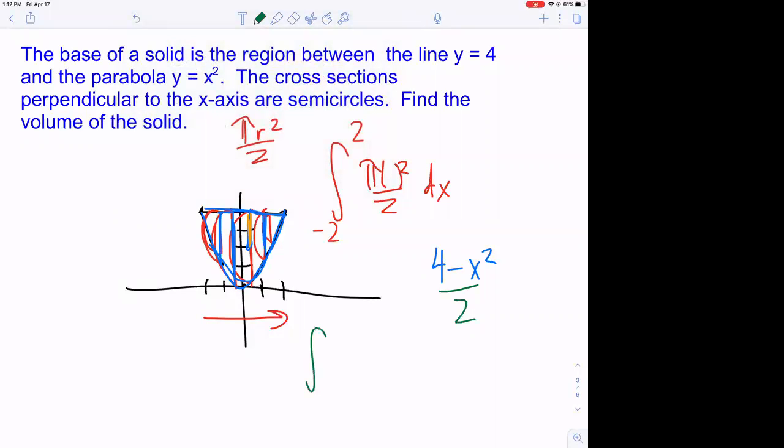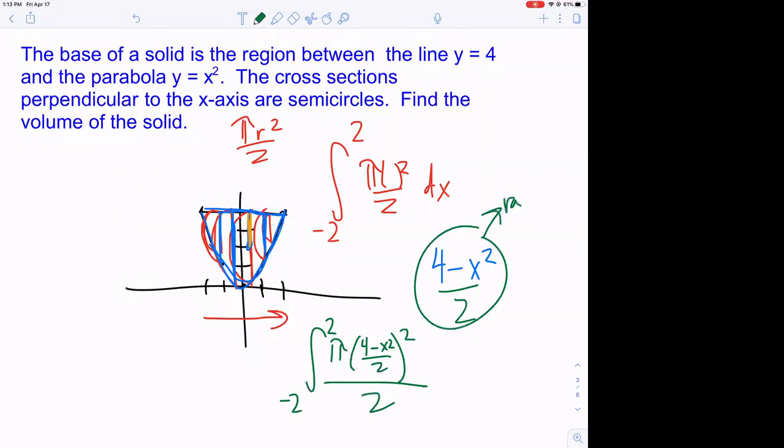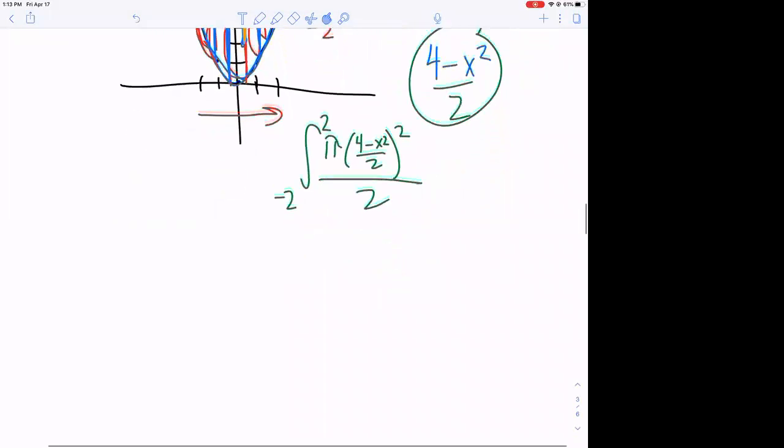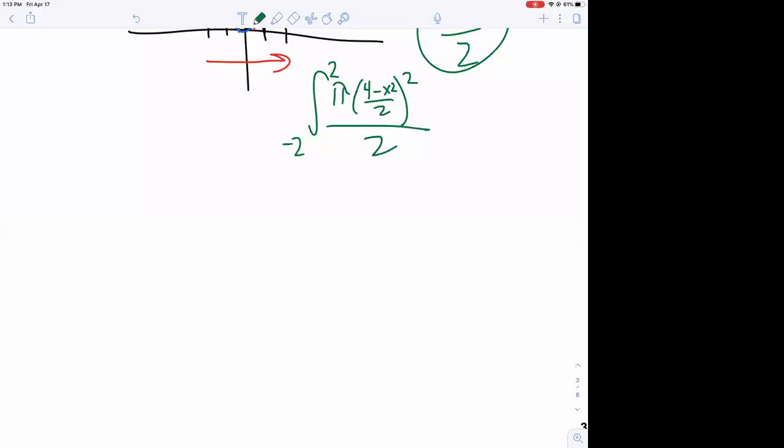So what's crazy is this is the integral from -2 to 2 of pi times the quantity 4 minus x squared over 2, squared, because this is what a radius is. That was a tricky one. Ooh, probably good that we did that one. I'm trying to think if I actually want to do this one in my head. I think the answer to that is probably no, but what's a little practice?